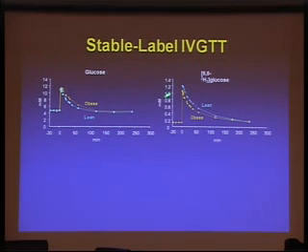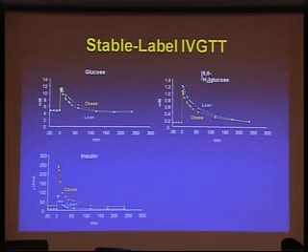If you give a stable label in your glucose, you can actually look at the decay of that glucose, because this glucose is a mixture. This is all hepatic glucose production. This is a mixture of hepatic plus what you gave in the IV bolus. Over here, since the liver does not make 6,6-dideuteroglucose, this is the pure glucose that you gave, and you can look independently at the decay curve of that.